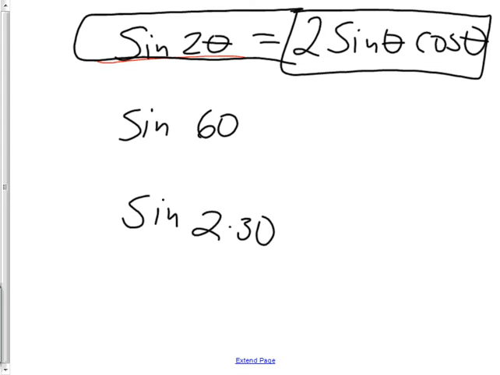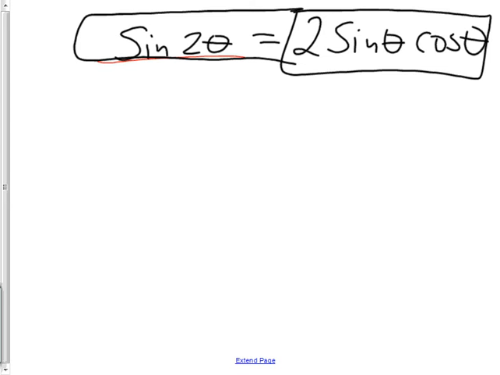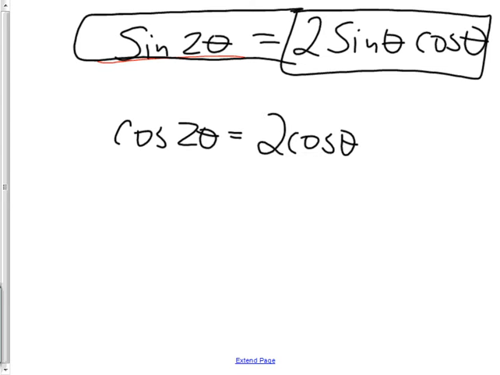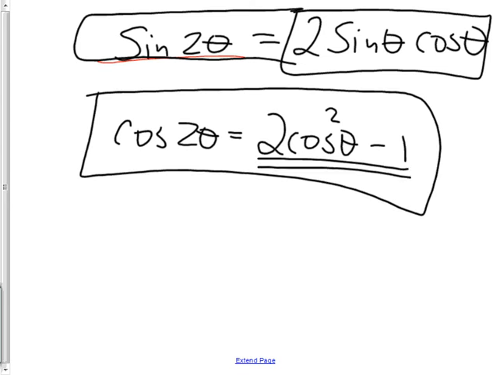Cosine, of course. So tell me how you think it starts. Cosine of 2 theta would be, and you want to take a shot at it? 2 cosine theta is right so far, except one little thing. It's got to be 2 cosine squared theta minus 1. That's one you would not probably just intuitively have memorized. But again, you'll have a sheet. You'll be given the sheet. So you just got to know if you ever see cosine of 2 theta in a problem, you can replace it with this. Make sense?